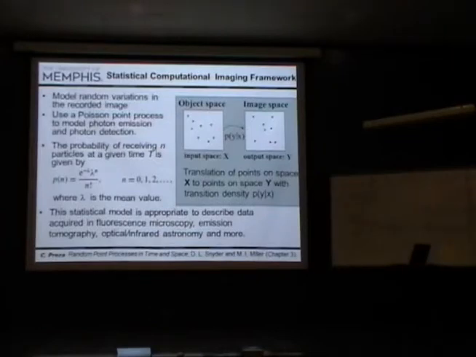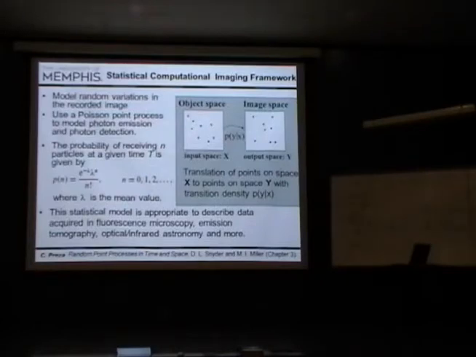Okay, so here's the abstraction again, going from the object space to the image space. Remember, we had the forward model. And so in a statistical framework for computational imaging, you still have the input and output space, but then this transition going between the two spaces is a density. It's a function that has a statistical meaning, right? It's more like a probability density.